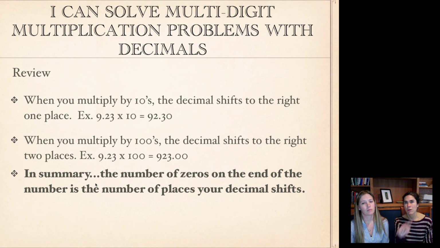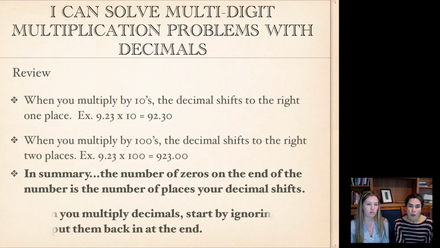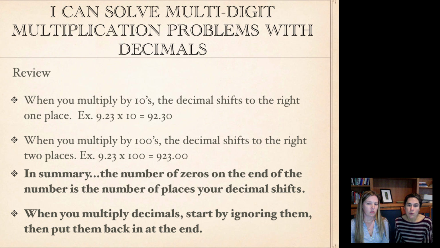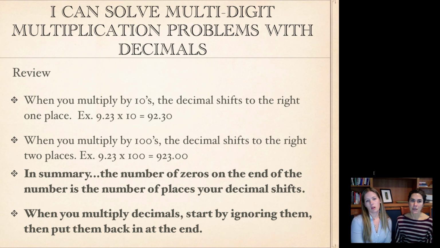So you might remember how we did our little swooping to help you count those out, and you can still do that if you need to. And just one more thing, when you multiply decimals, you can just start by ignoring them, deal with the numbers first, and then put them back in at the end. That's the big idea.